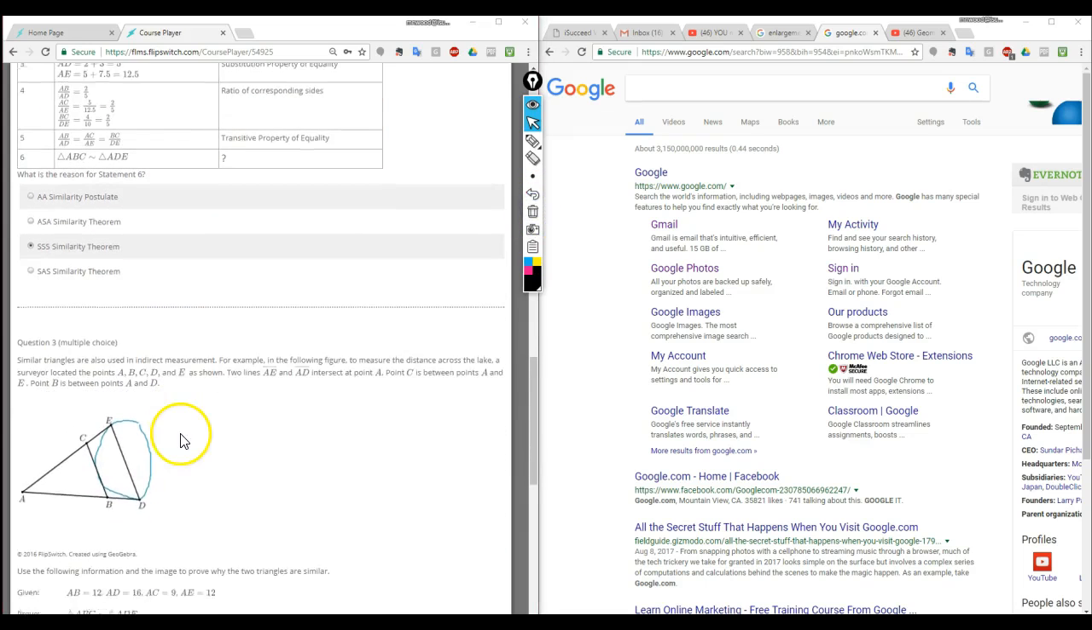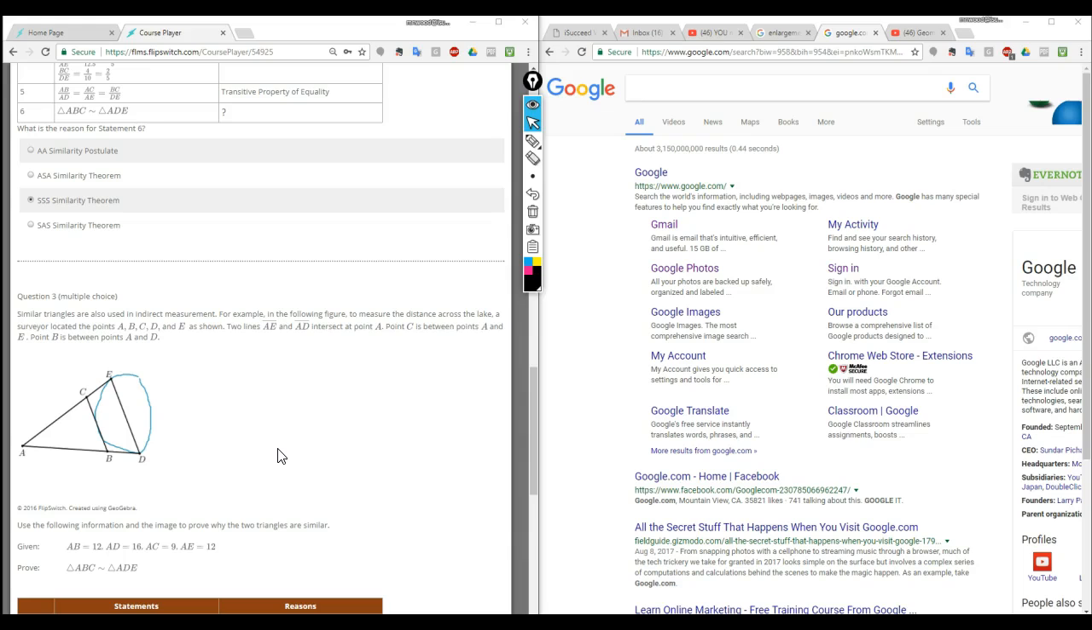So now, similar triangles are also used in indirect measurement. For example, in the following figure, to measure the distance across the lake, a surveyor located the points A, B, C, D, and E as shown. Two lines, segment AE and segment AD, intersect at point A. Point C is between points A and E, and point B is between points A and D. Use the following information in the image to prove why the two triangles are similar.